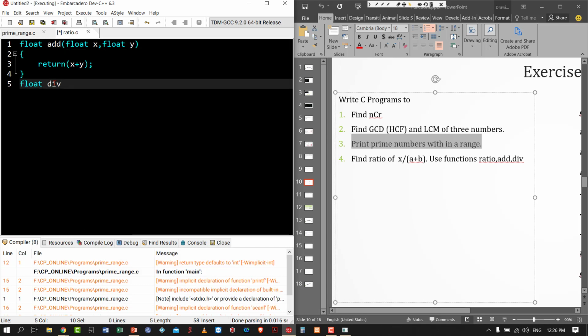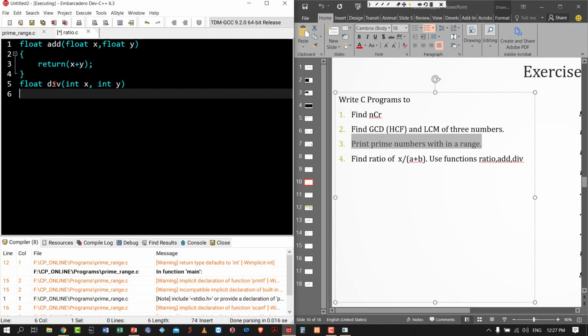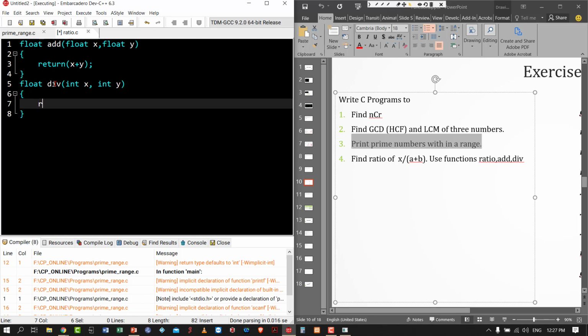Div. Here also I am using the same variables, int x comma int y. Return x by y.